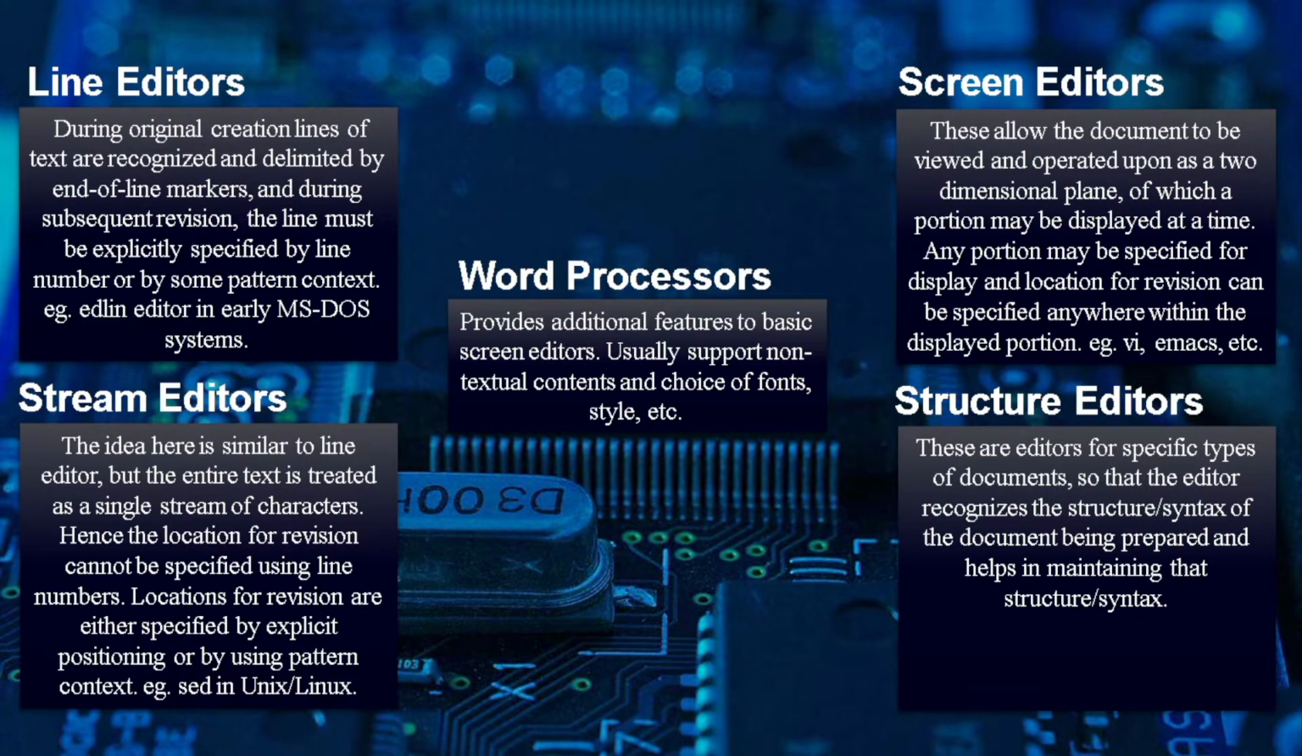Now we're going to talk about line editors. During original creation, lines of text are recognized and delimited by end-of-line markers, and during subsequent revisions, the line must be explicitly specified by line number or by some further context. An example is the EDLIN editor in early MS-DOS systems.